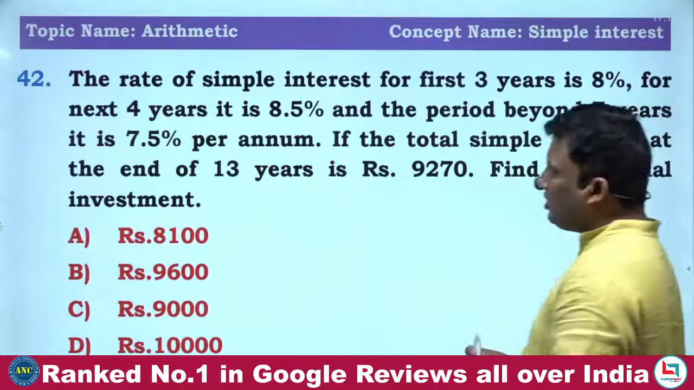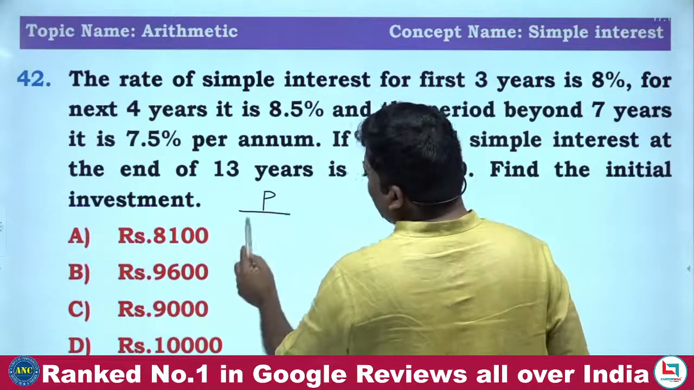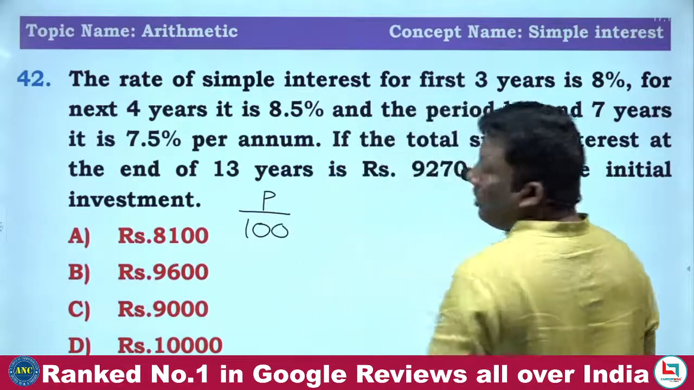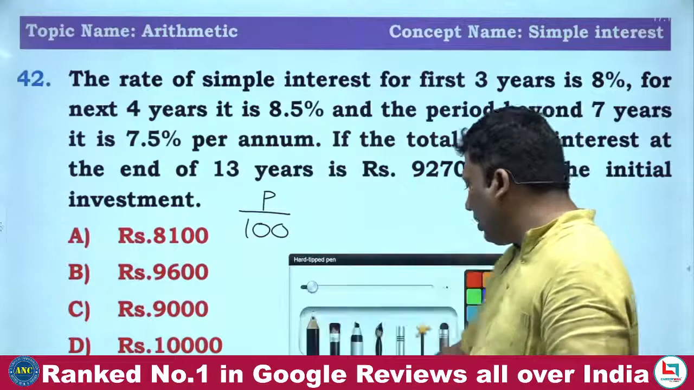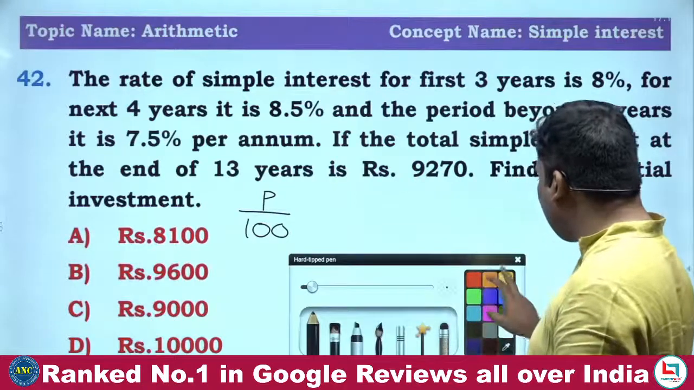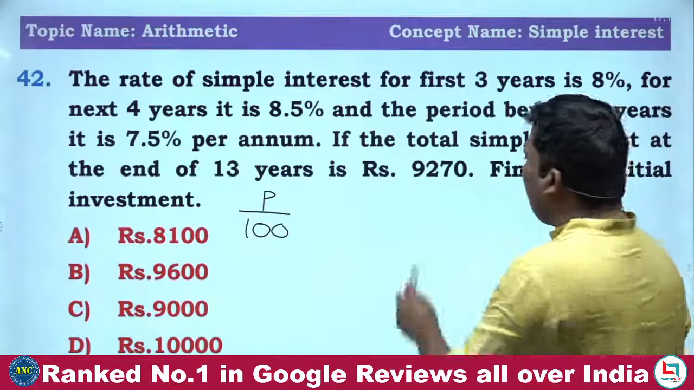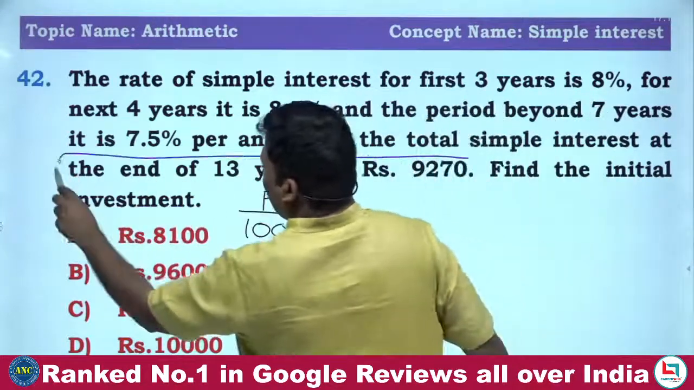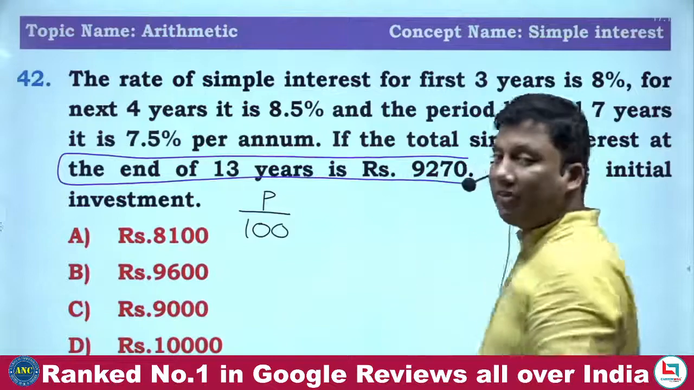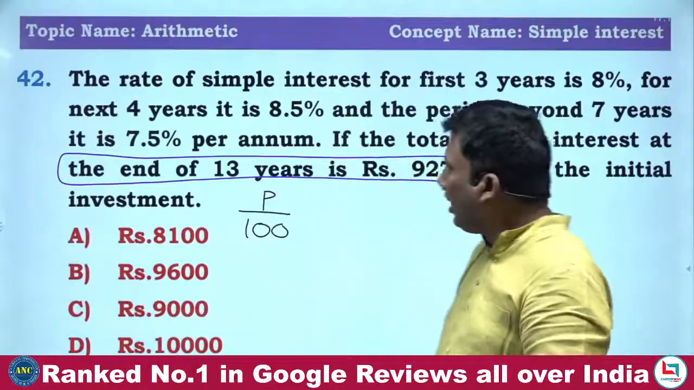Just to go step by step, sir. Principal, take it as 100. Totally how many years are there? Let us see. The total interest at the end of 13 years; for 13 years we have to calculate.